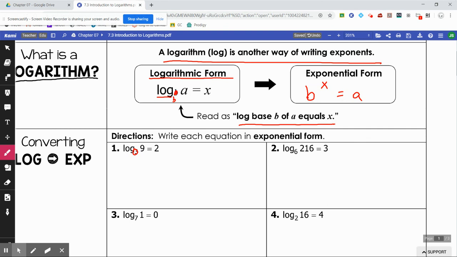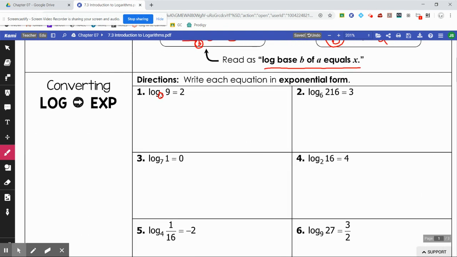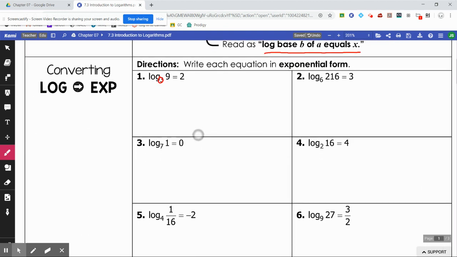Very important that we know how to change from one form to the other form. This is called the base of the logarithm. The base of the logarithm and the base of the exponent, same value. The number on the other side would be your exponent, and then whatever I call the argument of your logarithm is what's on the other side of your exponent. Let's convert these from log to exponential form.